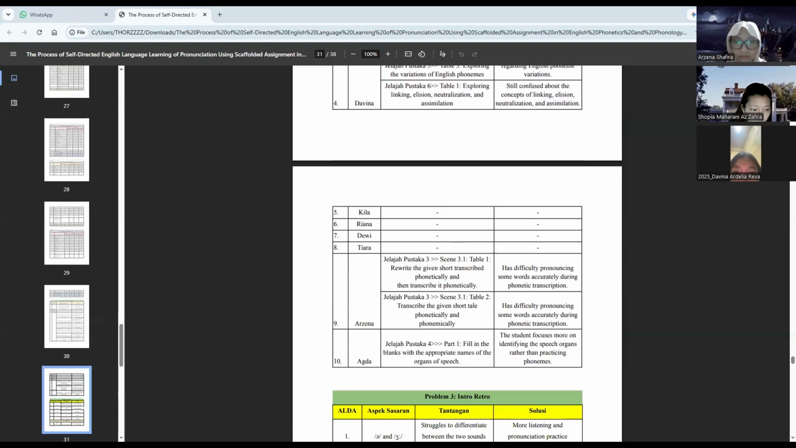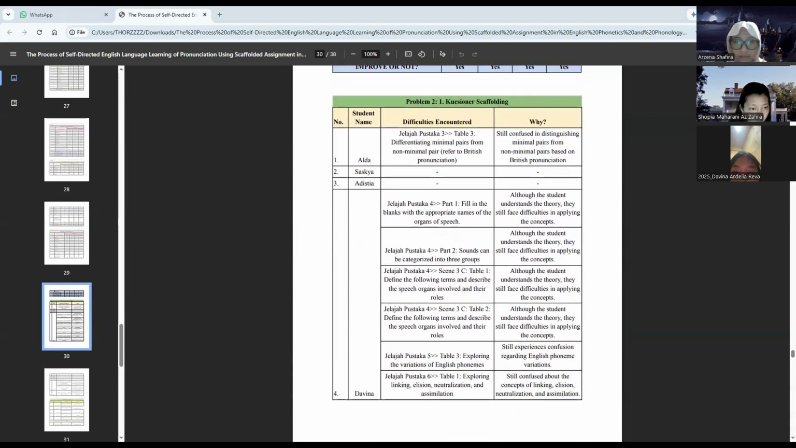part 1, Jelajah Pustaka 4, part 2, scene 3C, table 1, scene 3C, table 2, Jelajah Pustaka 3, table 3, Jelajah Pustaka 5, table 3, Jelajah Pustaka 6, table 1, Jelajah Pustaka 3, scene 3.1, table 2, and lastly, Jelajah Pustaka 4, part 1.